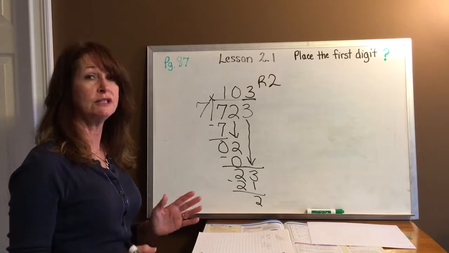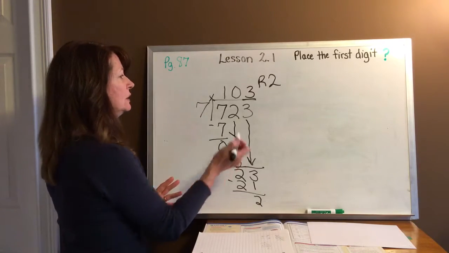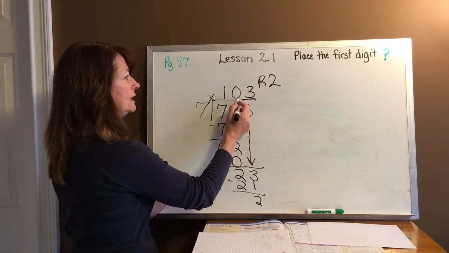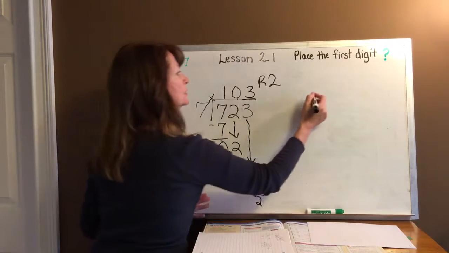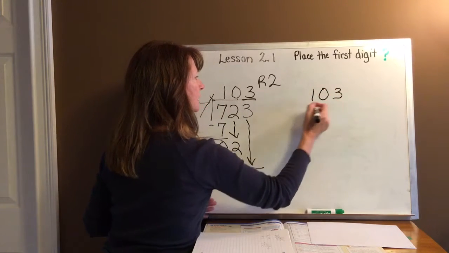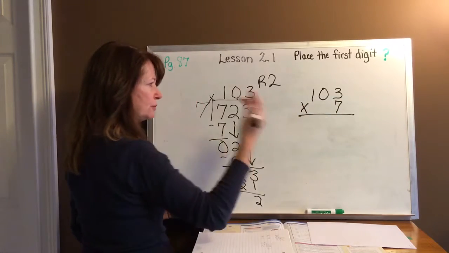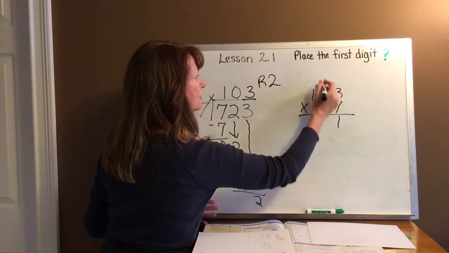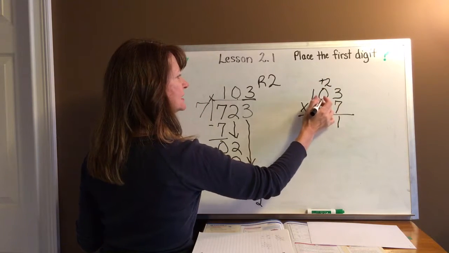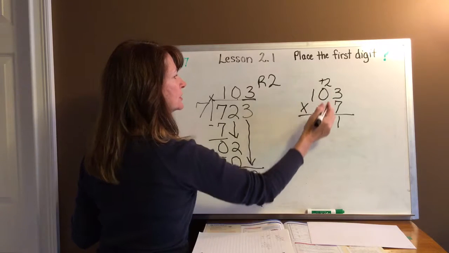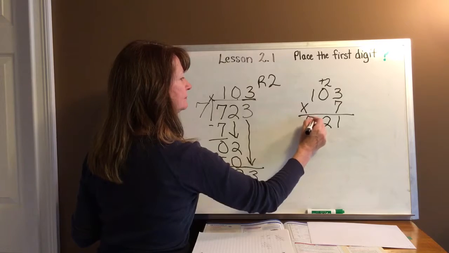All right, we have to check our work still. So how are we going to check our work on this one when we have a remainder? Well, same process. We're going to take this quotient times this divisor. So 103 times 7. Okay, let's multiply that. 7 times 3 is 21, so 1, plus we're going to put the 2 up there. All right, 7 times 0 is 0, plus the 2. 0 plus 2 is 2. 7 times 1 is 7.